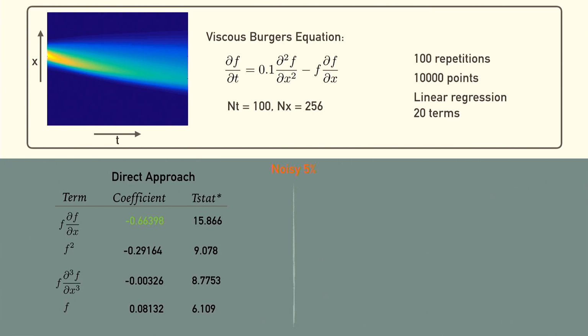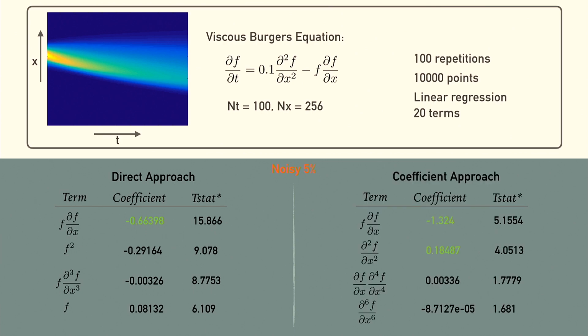The real difference becomes apparent once you increase your noise level. Here in the direct approach, you see that although it's capturing the first nonlinear term, which should have a coefficient of -1, it loses our second derivative completely. However, when we look at the coefficient approach, we find that we still retain the two terms as the most significant. A nice property that I find across these experiments is that if it finds something and it's significant across all the repetitions, it's usually the true coefficient. When it fails, it just finds nothing, which is quite nice.